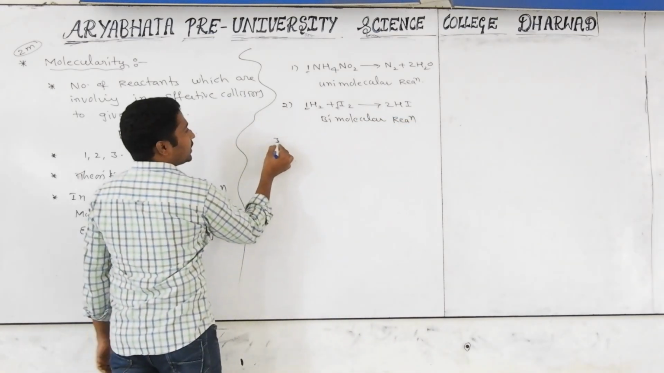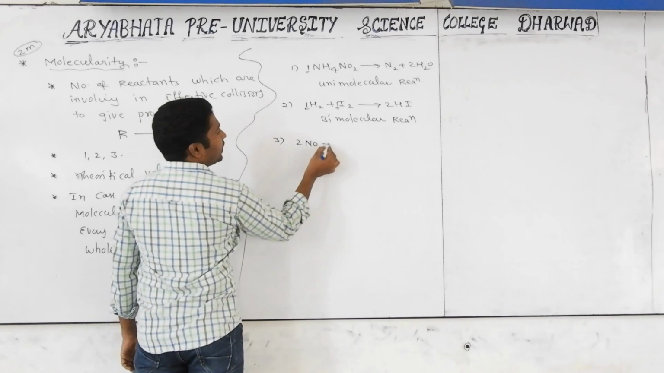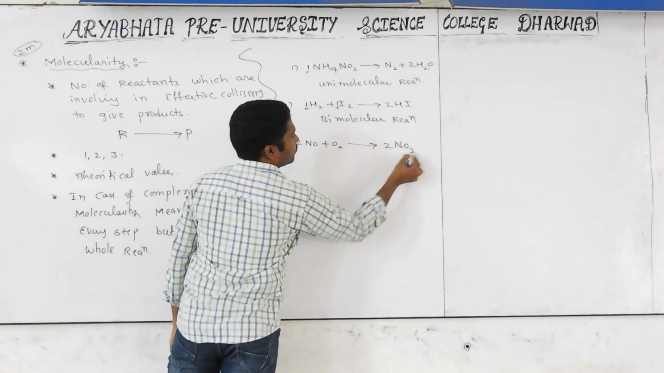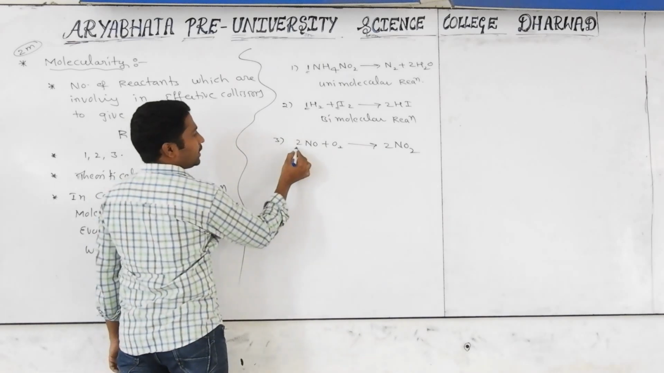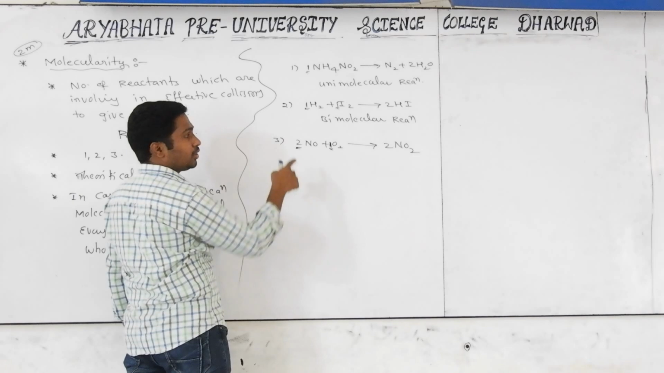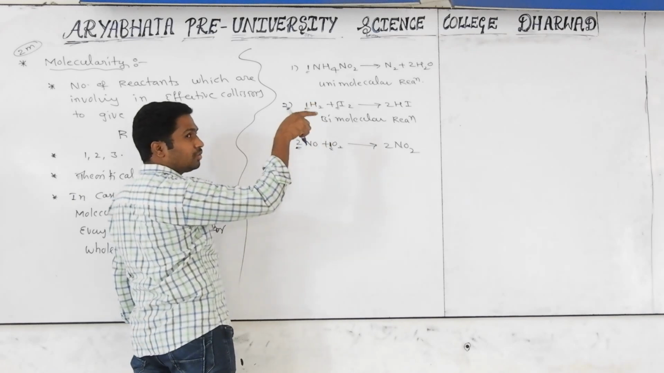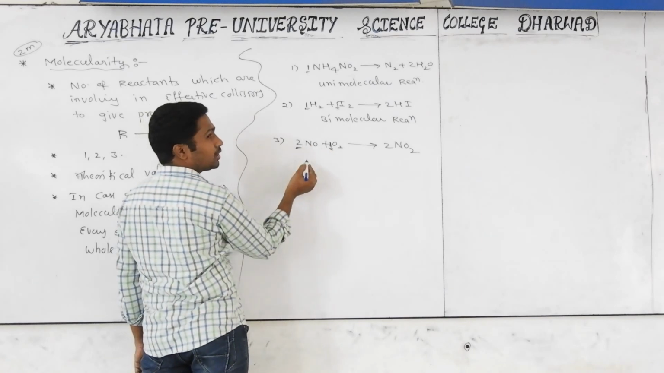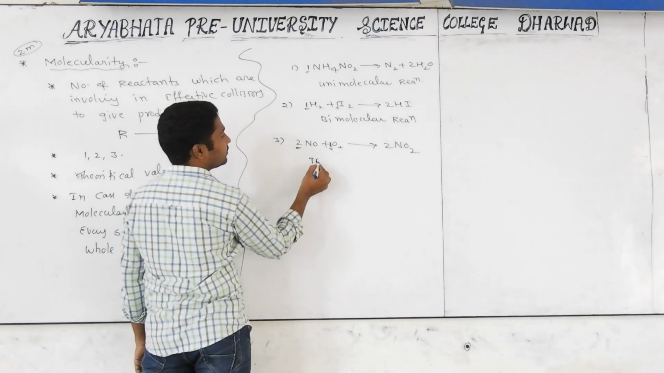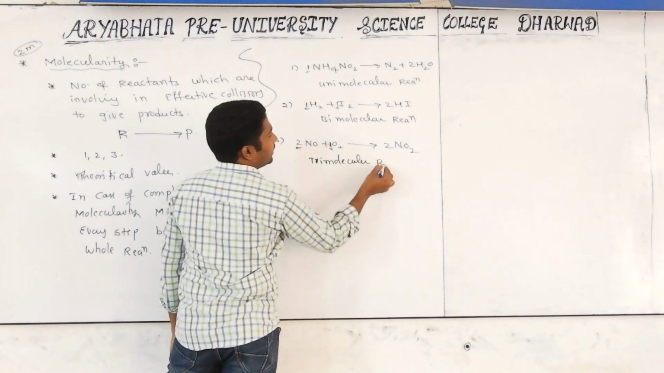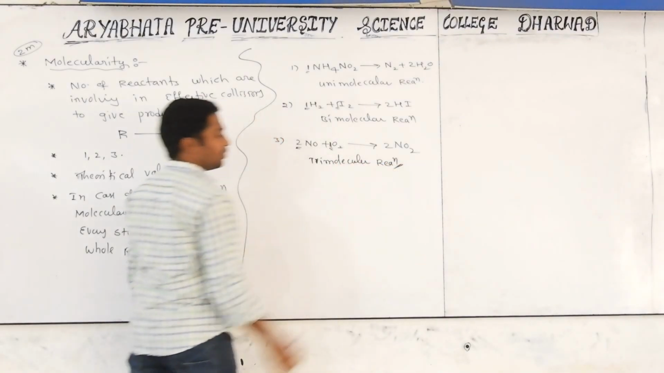Okay, if you see one more example, 2NO plus O2 gives rise to 2NO2. Here, how many molecules are involved? 2 NO molecules and 1 oxygen molecule. The number of reacting molecules involved in the effective collisions to give the products is what we call molecularity. How much molecularity? Trimolecular reaction. Okay, till here you got it.